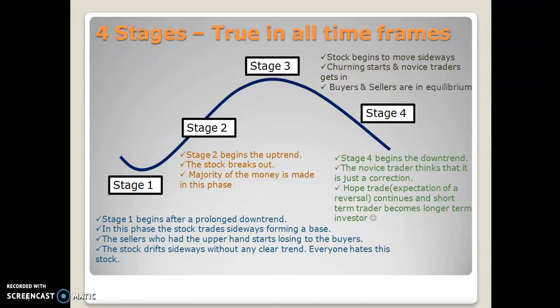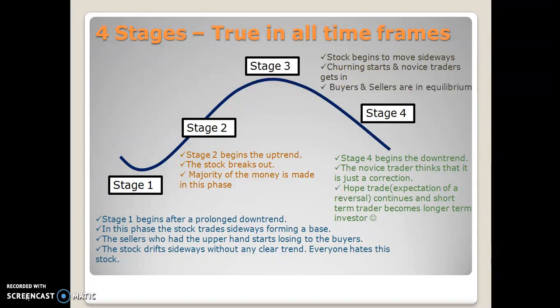Now let's begin with stage 1. Stage 1 begins after a prolonged downtrend in a stock. In this phase, the stock trades sideways, forming a base. The sellers who had the upper hand start losing to the buyers. The stock drifts sideways without any clear trend. Typically, the stock loses popularity.